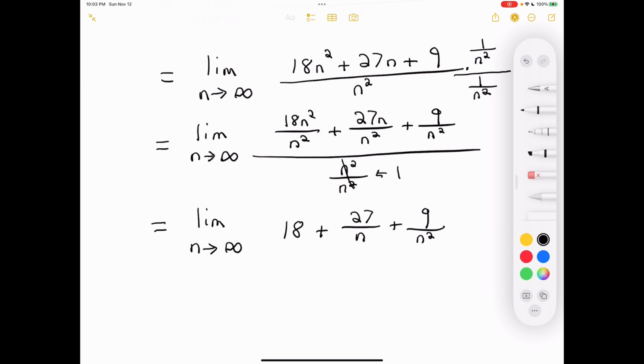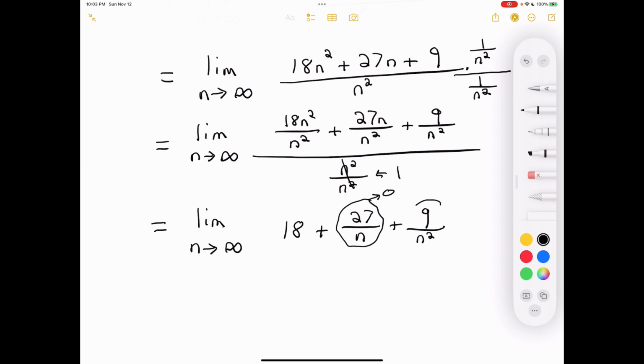But just know that, and just think about it for a second, as n increases without bound, as n gets larger and larger and larger, what is 27 over n going to be? Because 27 is a constant, and n is increasing without bound. So what's 27 over 100, over 1,000, over 1,000,000, over 1,000,000,000? The whole thing just becomes smaller and smaller, and it goes to 0.